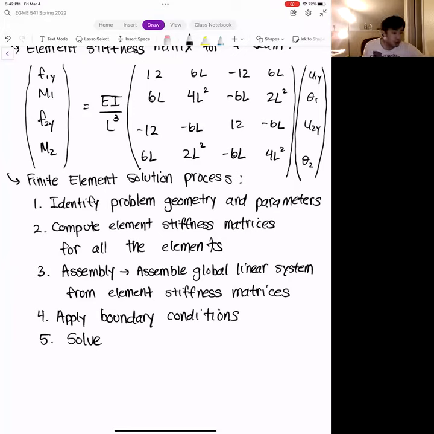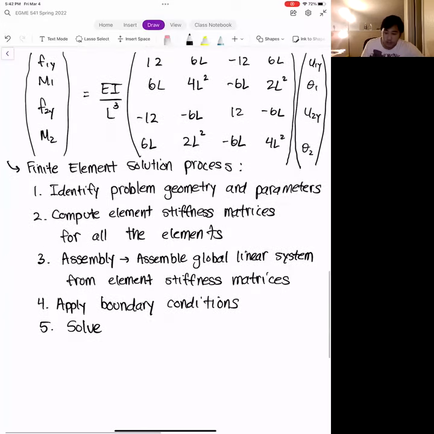Right. Step five is to actually solve the system. After you apply the boundary conditions, you're going to have a linear system that you can actually solve. And so you can actually plug that matrix into MATLAB and solve it.